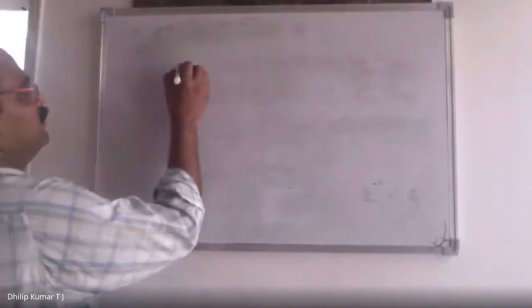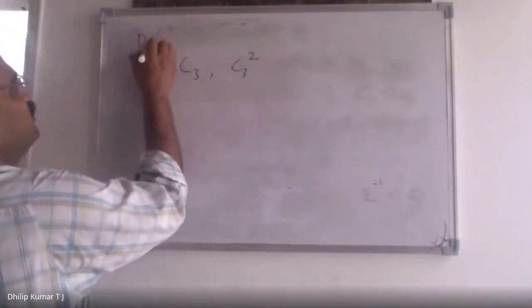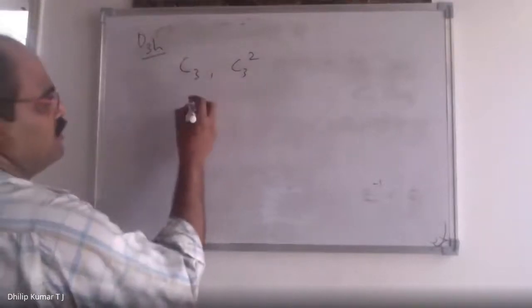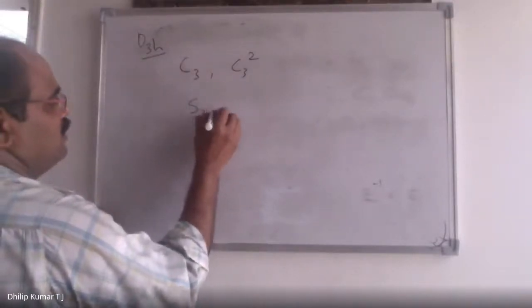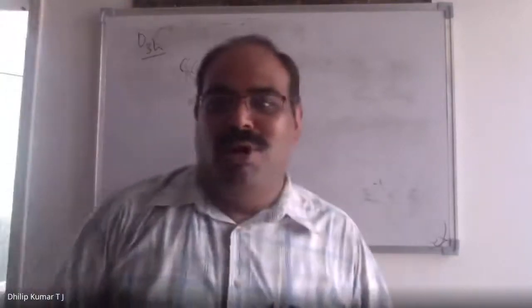So, Ajit, there cannot be so many S3s. How many S3s are possible? Only two, S3 and S3 squared, because you have C3 and C3 squared for D3h. This is for D3h, you have C3 and C3 squared. So that could be S3 and S3 squared only. It cannot be beyond that. Did I answer?